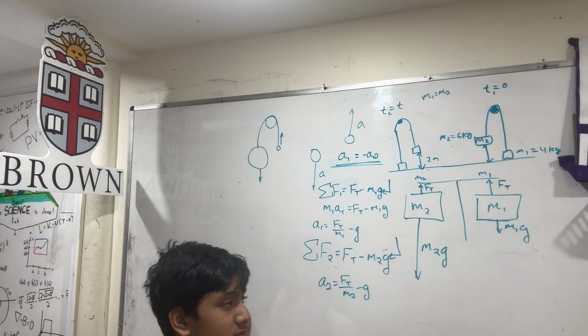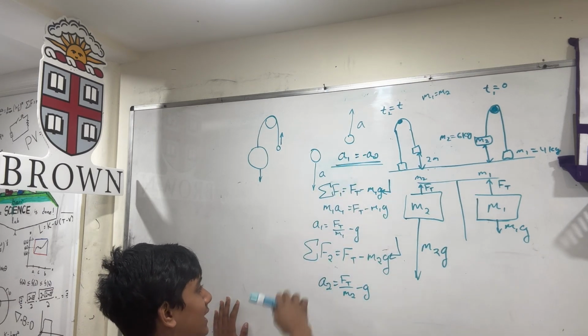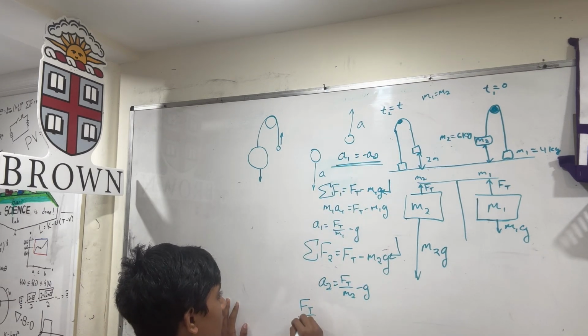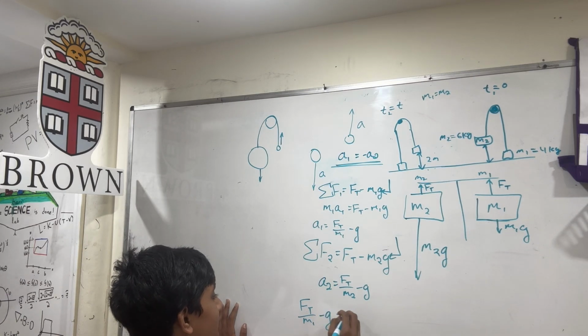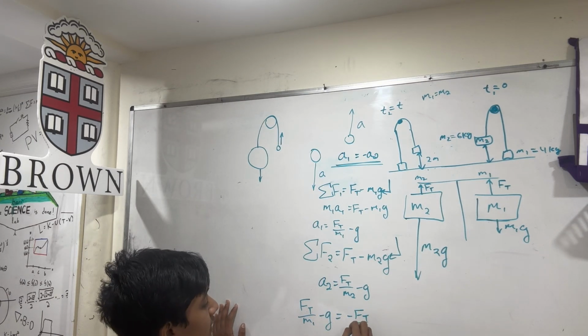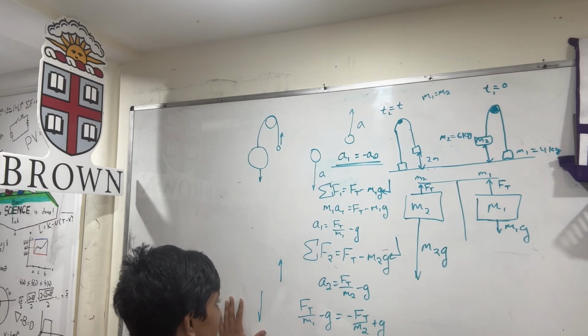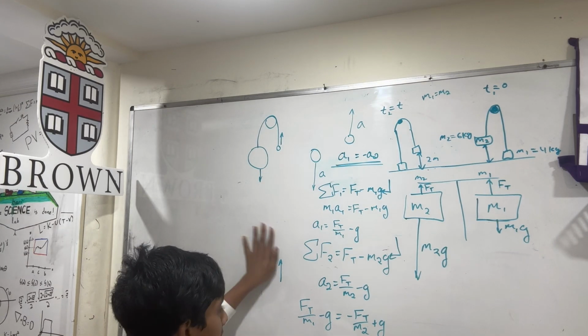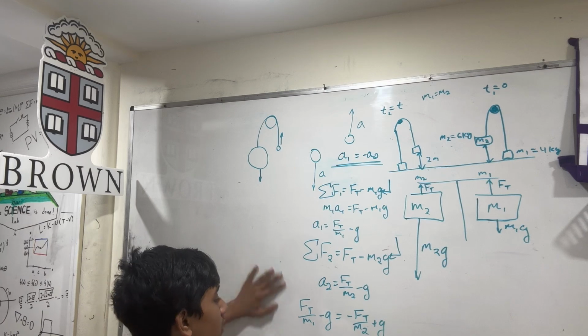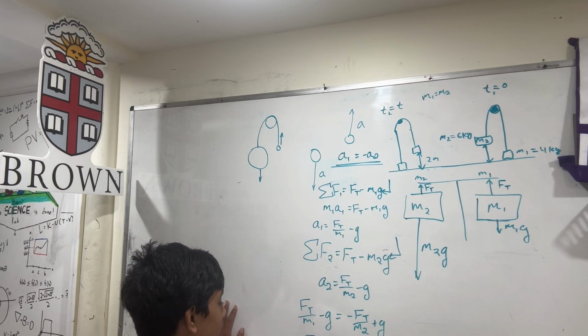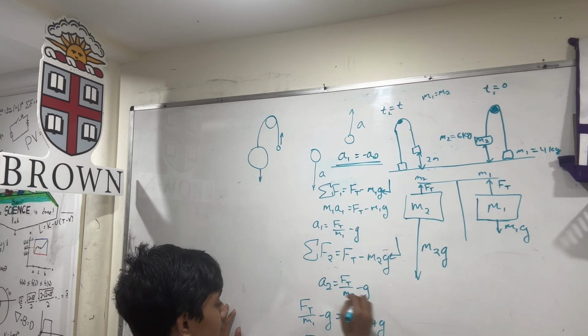And now the picture comes together because all you have to do is set A1 equal to negative A2. Since they're traveling in opposite directions, naturally the sign of their acceleration has to be different. So you get Ft times 1 over M1 plus 1 over M2 once you bring this term to the other side. And then you bring this term to the other side and get 2g.